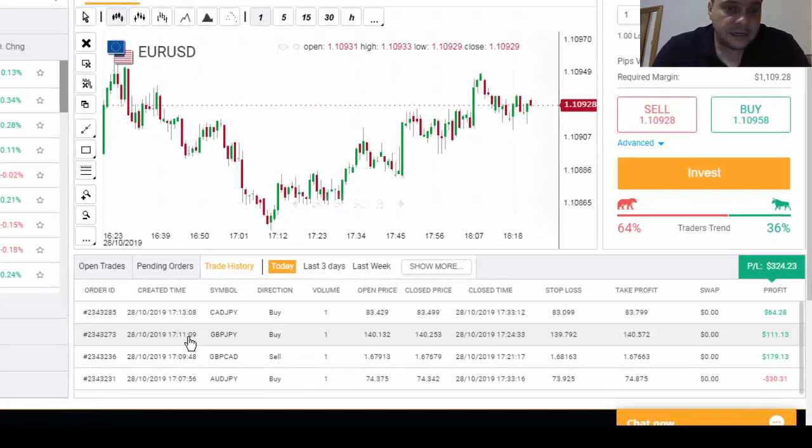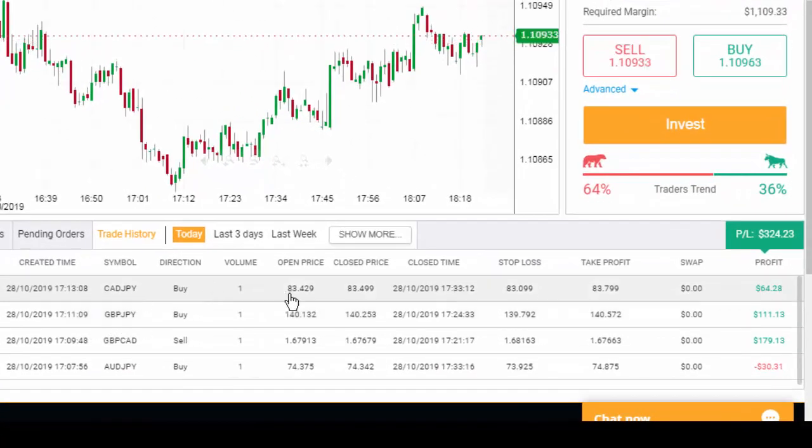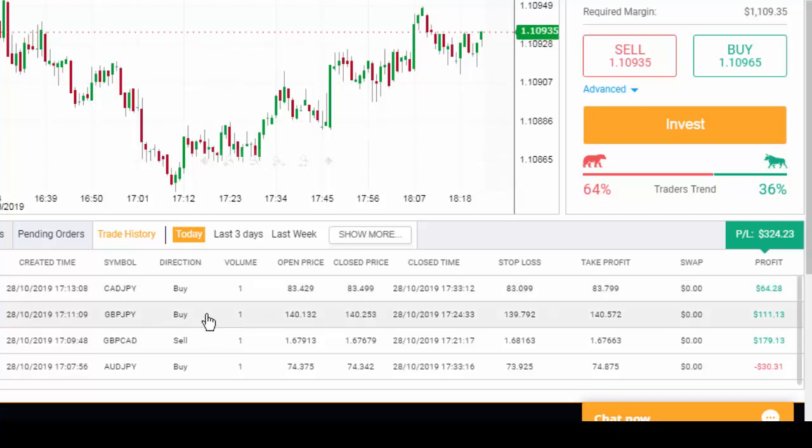We have Canadian dollar, Japanese yen. It was a buy, with an open price of 83.429 and a close price of 83.4499. As you can see, the lot volume is set at 1, and we have stop loss and take profit also set by the software.